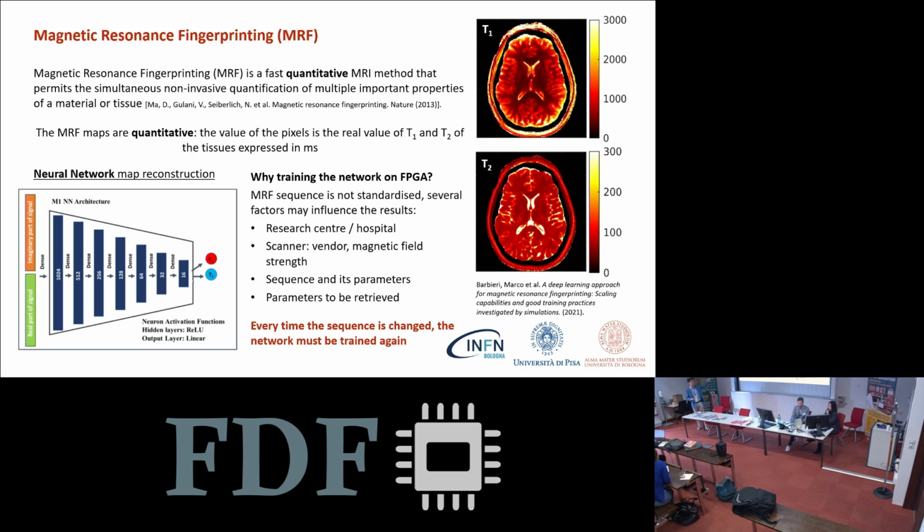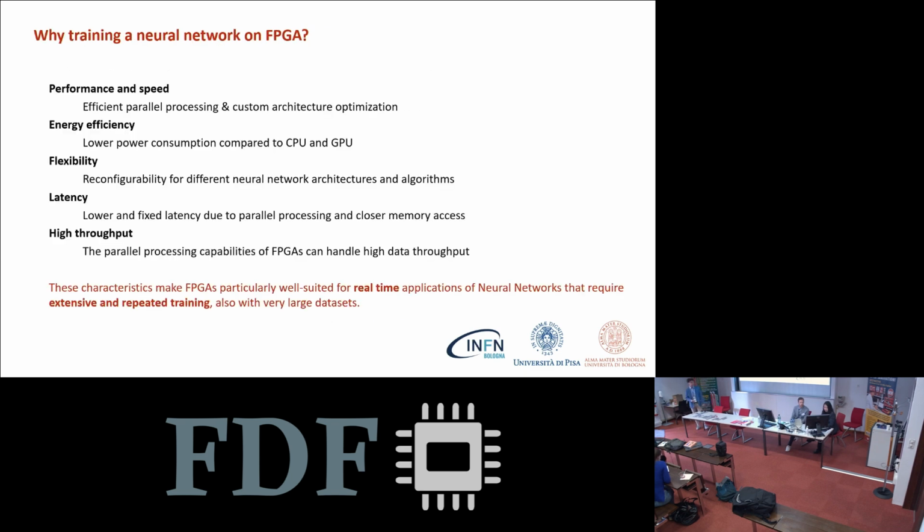Also, if I want to get more than 2 maps, I need to change everything. And each time I change something, I need to train the network again. So this is one of the cases in which training the network just once doesn't work really well. If I change something, I need to train the network again. This is just one example, and it is what we are working on.